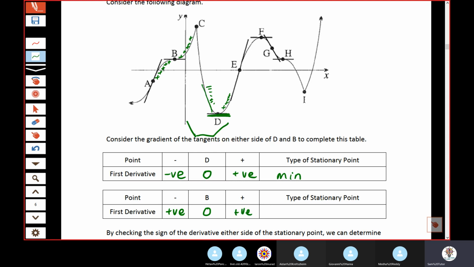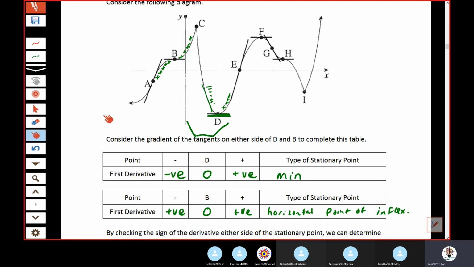So what kind of stationary point is this? Horizontal point of inflection, specifically. Point of inflection. You said it right, but you're going to realize the difference between the two. When it does that squiggly, it's a point of inflection.